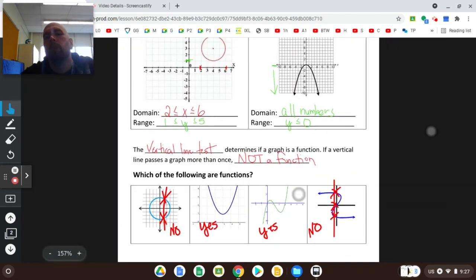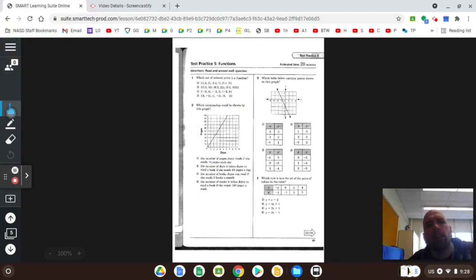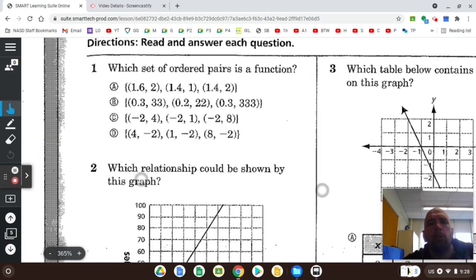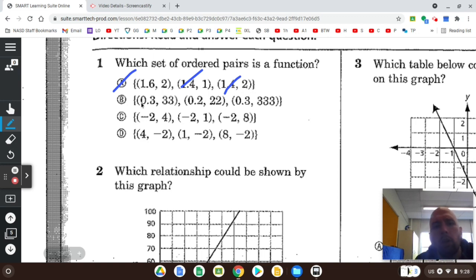Yep. So let's practice. All right, here we go. A 20-minuter. Let's see how long it takes us. Which set of ordered pairs is a function? Well, the x's can't repeat, so we need to pick the one where the x's don't repeat. So 1.6 is an x, 1.4, 1.4. Nope, not a function. 0.3, 0.2, 0.3. Nope, not a function. -2, -2, -2. Nope, not a function. 4, 1, 8. Yep. I'm not even caring about the y's. It would be wise for you not to care about the y's.